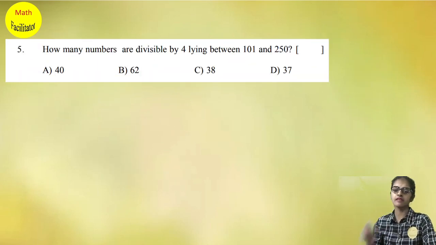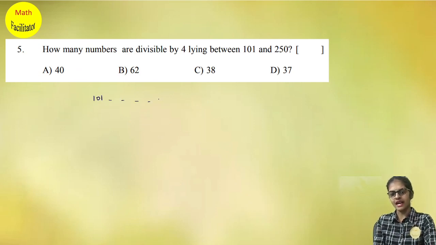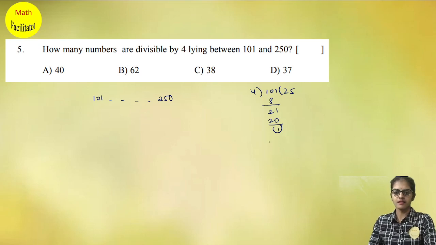How many numbers are divisible by 4 lying between 101 and 250? Yesterday I completed this model. 101, you divide by 4. So 4 2s are 8, you have 21. 4 5s are 20. So 1 is remaining, so subtracting 1. Okay, 100 is divisible by 4. After 100, 100 plus 4 means 104 is divisible by 4.